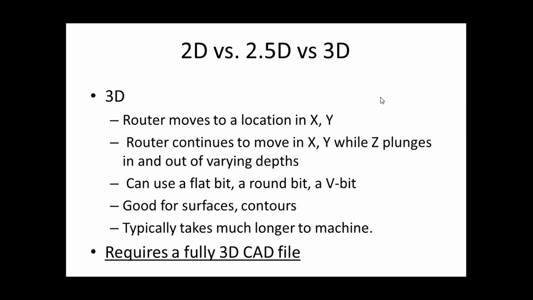So next slide. And 3D, as you can imagine, it moves in the X and Y, and the Z plunges in and out at different depths on the fly as it's moving in the X and Y. And our machine can definitely do that, but once again, it is definitely a little more involved, and the hardest part is actually designing the 3D model. If you can design a 3D model, after this class it won't be that much more difficult to do a 3D toolpath.